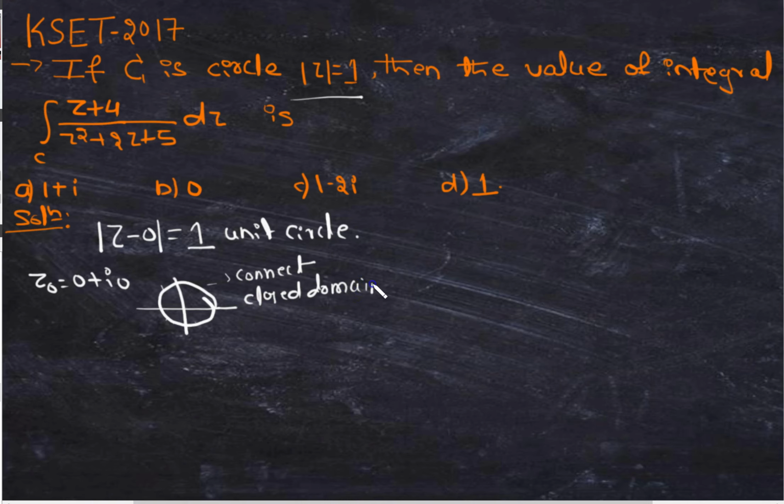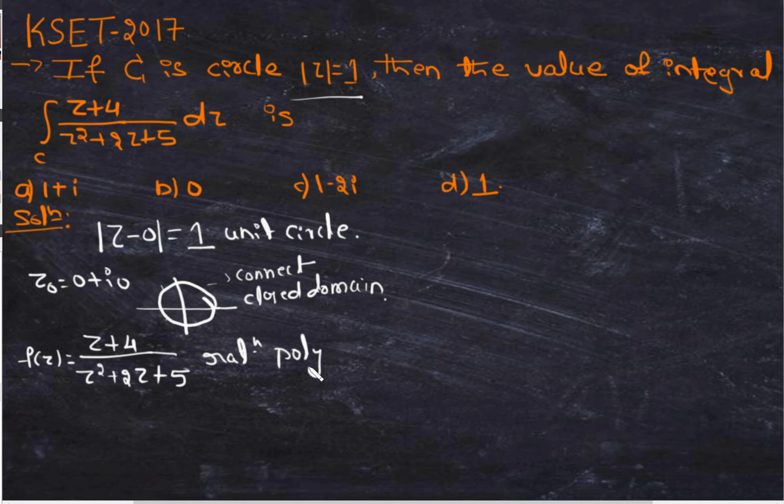Now we need to check whether the given function is analytic or not in this contour. Our function is f(z) equal to z plus 4 divided by z square plus 2z plus 5. This is a rational function. If it were a polynomial function, no doubt a polynomial function is entire, meaning it is analytic throughout the complex plane. But since it is a rational function, we need to check whether it is analytic or not.